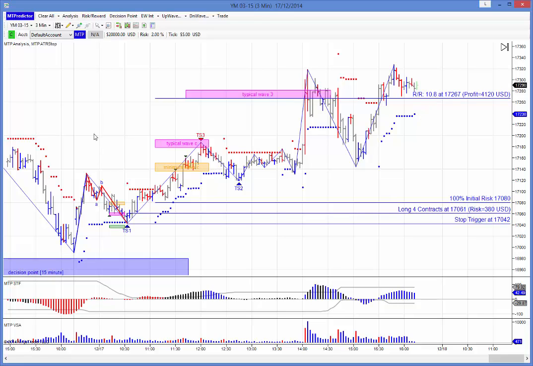And this is what MTPredictor is all about, uncovering trade setups where the profits are large and the losses, when they come through, and every system will have losses, are kept small. Small losses and big profits, that's the key to successful trading.